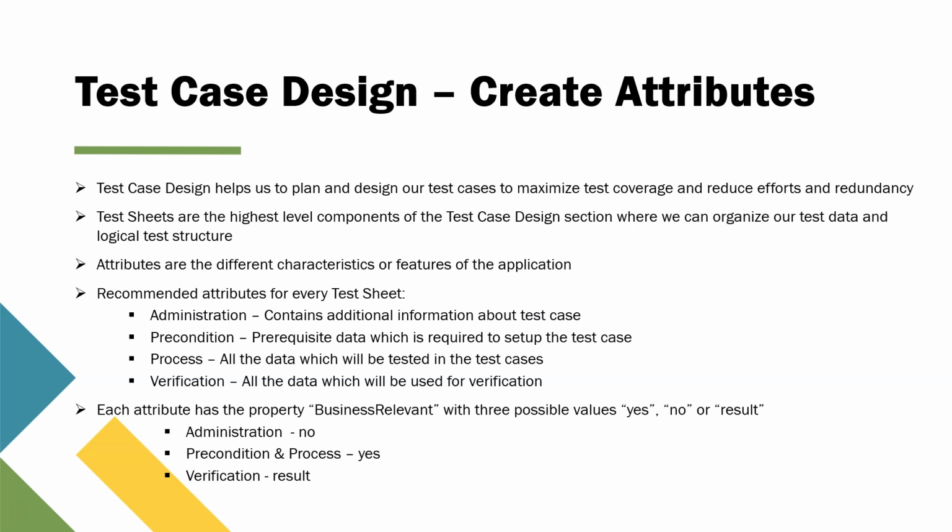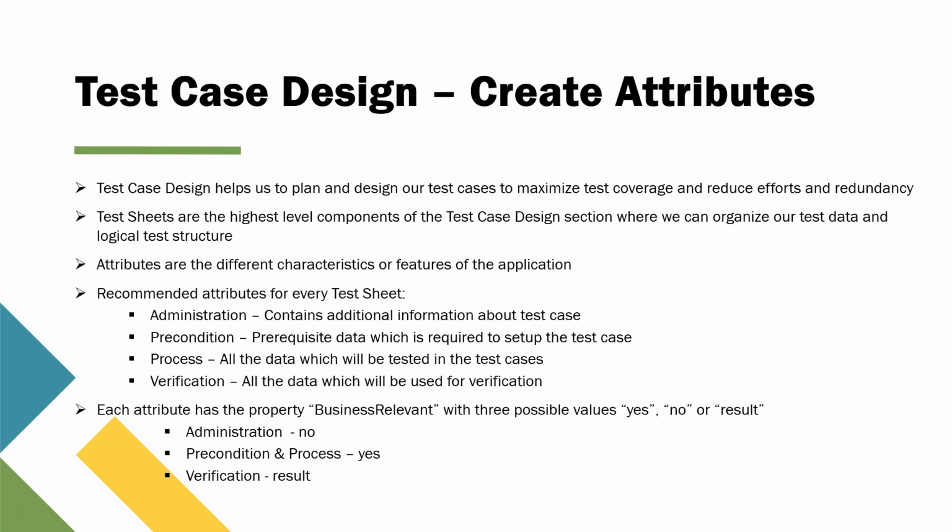So these are the three different business relevant values which you can set for any of your attributes. I've given examples here based on the recommended attributes, but if you have other attributes depending on your application, you can have this business relevant property so that when you are designing your test cases, the not so business relevant attributes could be ignored. Okay, so this is all about attributes.